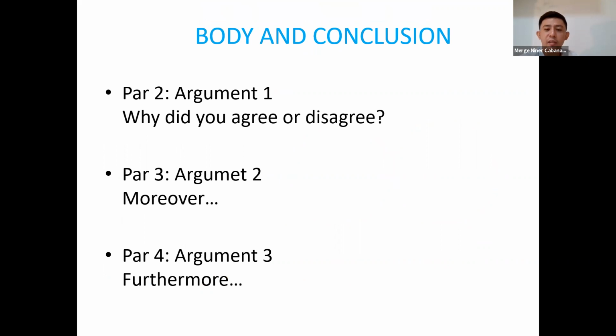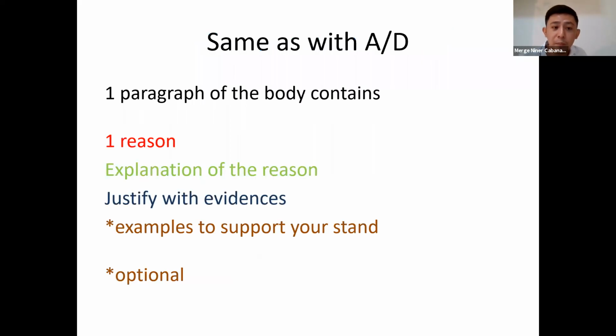So how will your body and conclusion be arranged? Argument 1, you answer the question, why did you agree or disagree? Argument 2, moreover, why did you agree or disagree? Argument 3, furthermore, why did you agree or disagree? Again, we will be breezing through the 100% approach because clearly this approach is very similar to your basic agree or disagree. And everyone, if you want to watch the recap of how to arrange ideas on an agree or disagree question, then I will be sending the link.